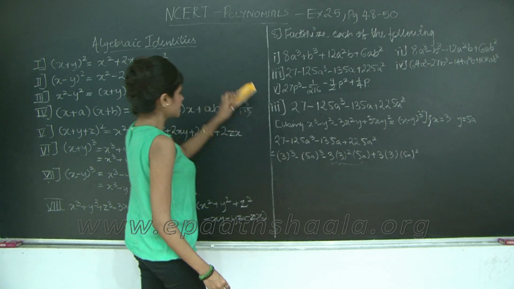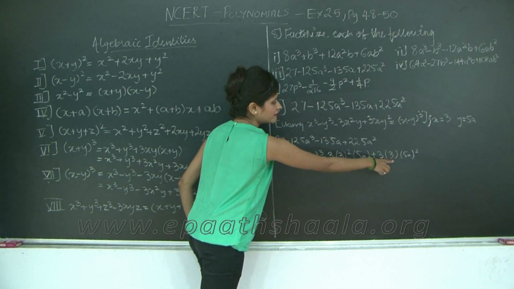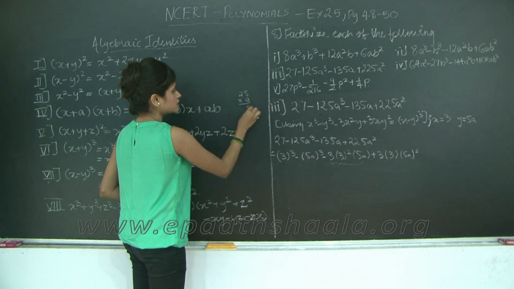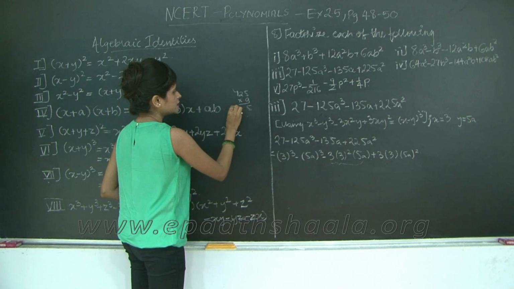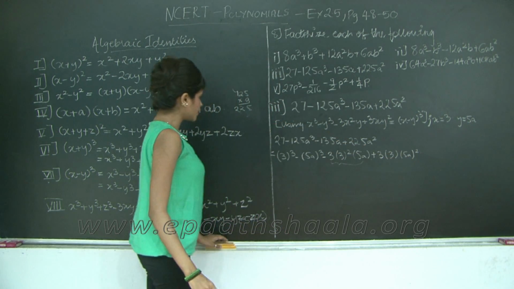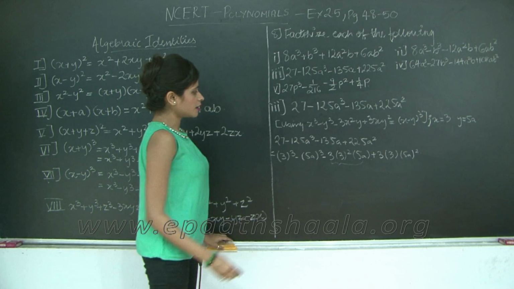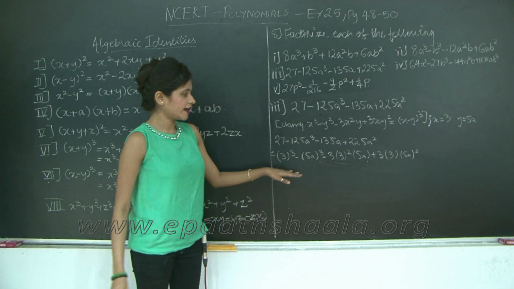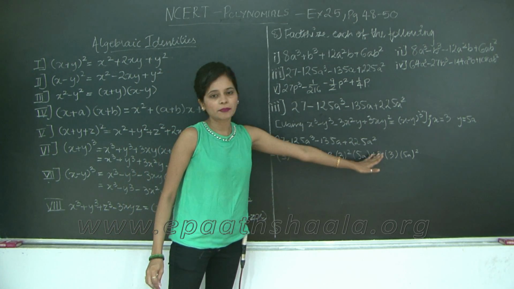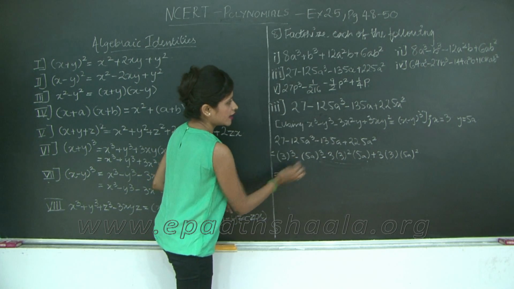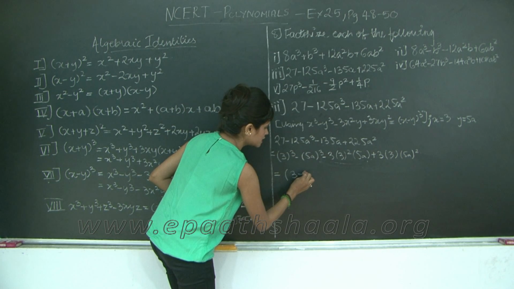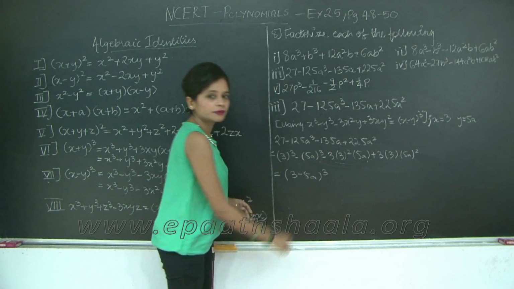So 135a. Similarly, let's check for this. You have 9 into 25. So 25 into 9, 9 5s are 45, 9 2s are 18 and 18 plus 4 is 22. So here you have 225a square, right? Now comparing this with my identity, what do I get? This is x cube minus y cube minus 3x square y plus 3xy square, which is equal to x minus y the whole cube. So this can be written as 3 minus 5a the whole cube, right?